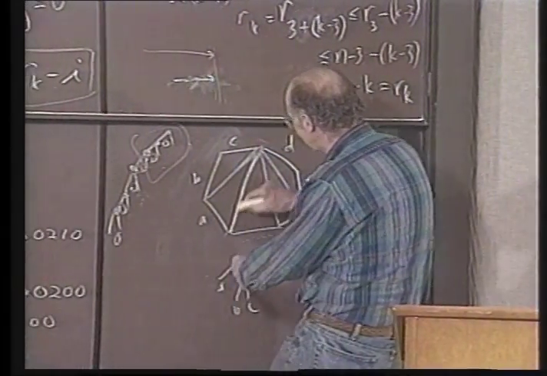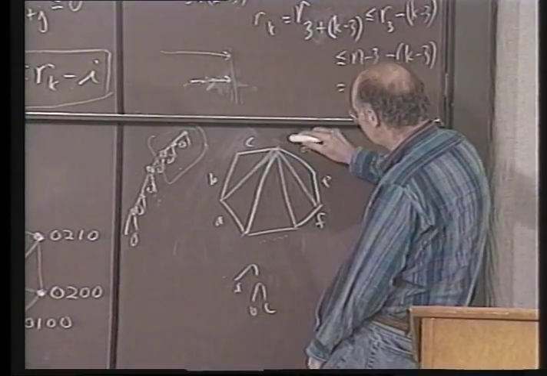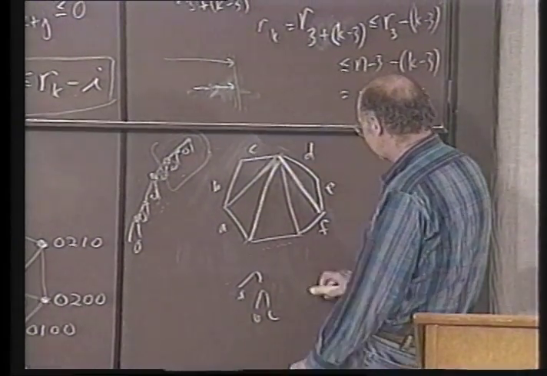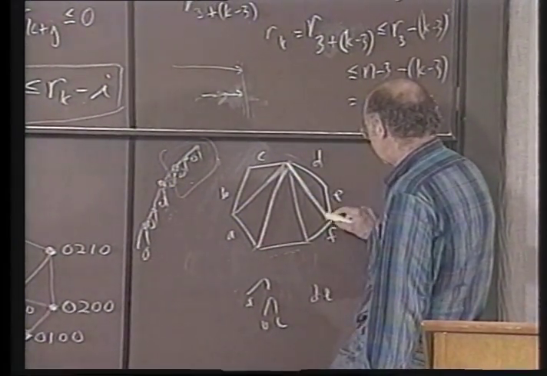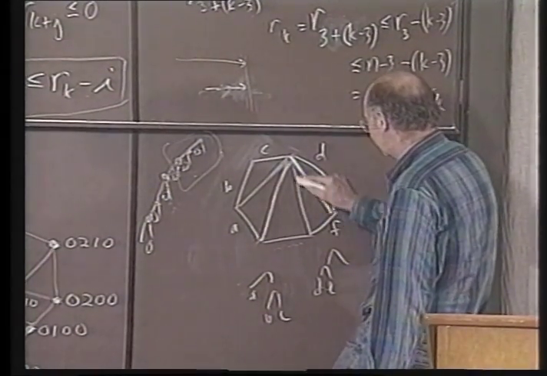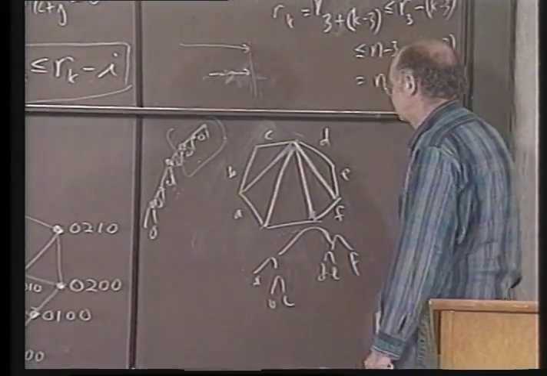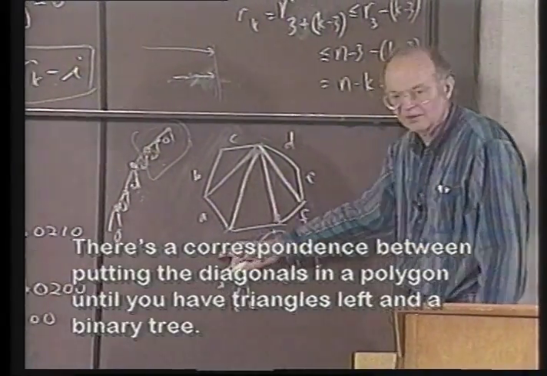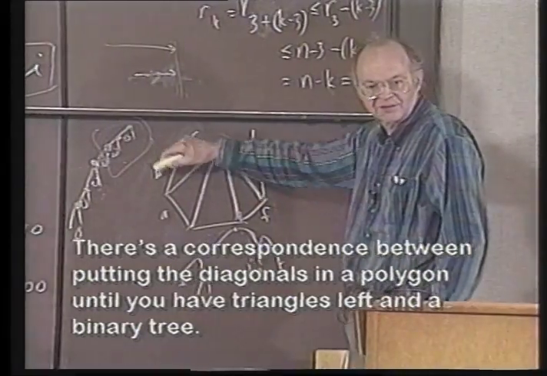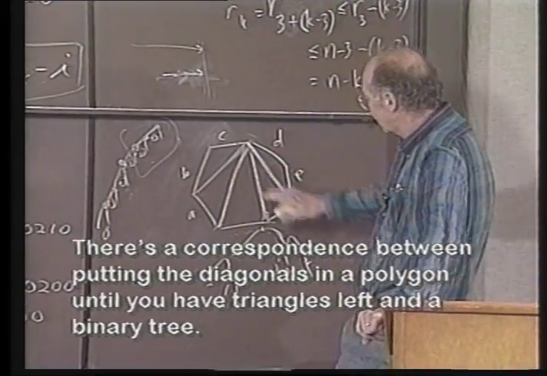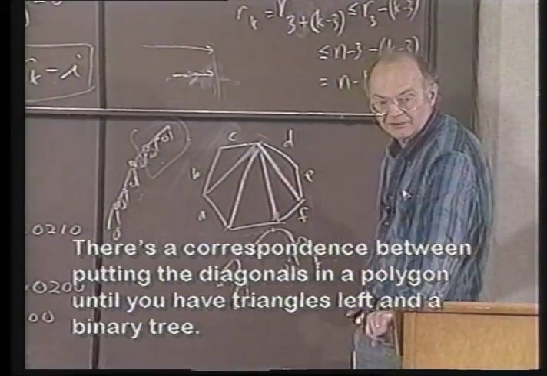So each diagonal line corresponds to a node in the tree. Then here's a product of D times E. And then if we multiply that by F, we get this one. And then finally, this is the connection. So there's a correspondence between putting the diagonals in a polygon till you have triangles left and a binary tree.